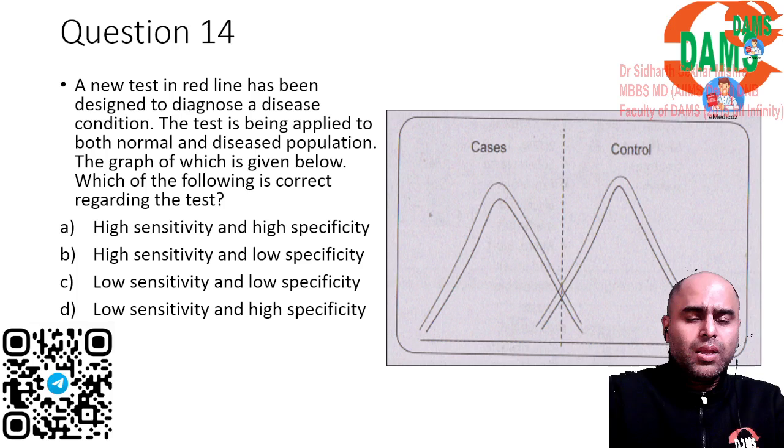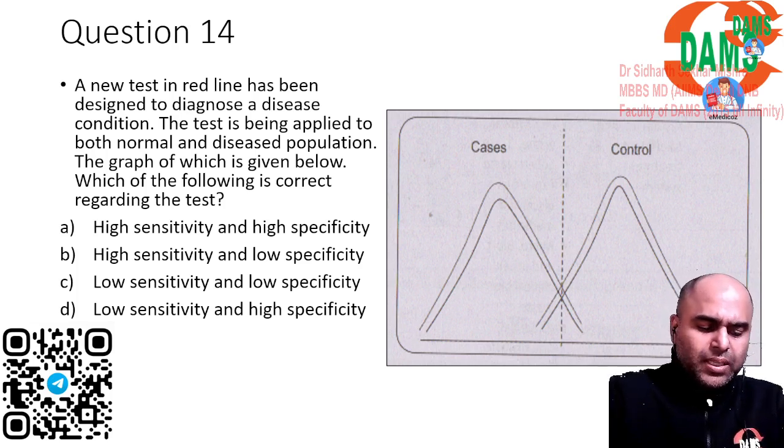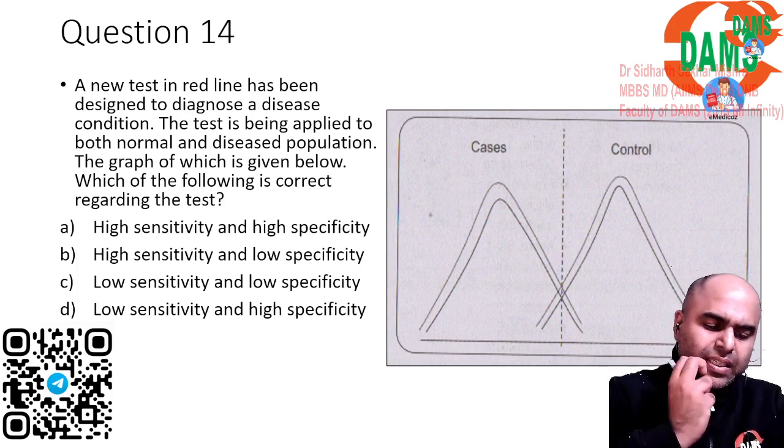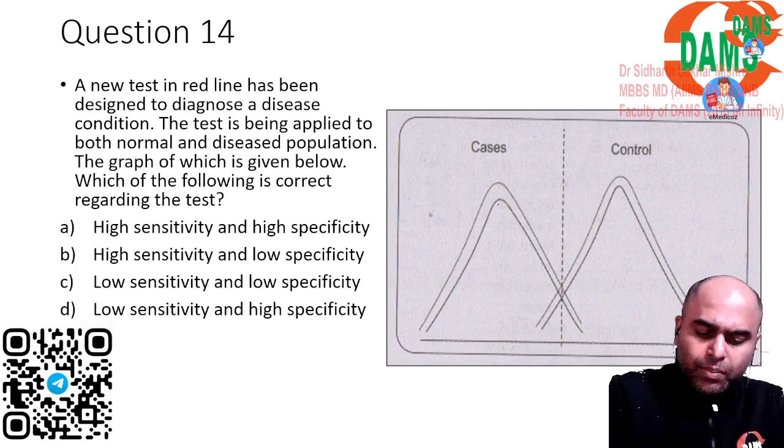Okay, guys. Question 14. A new test in red line has been designated to diagnose a disease condition. The test is being applied to both normal and disease population. The graph of which is given below. Which of the following is that? Okay, now basically this was that image. Yes, probably it has not come up. Yes, demerits of being colorblind.